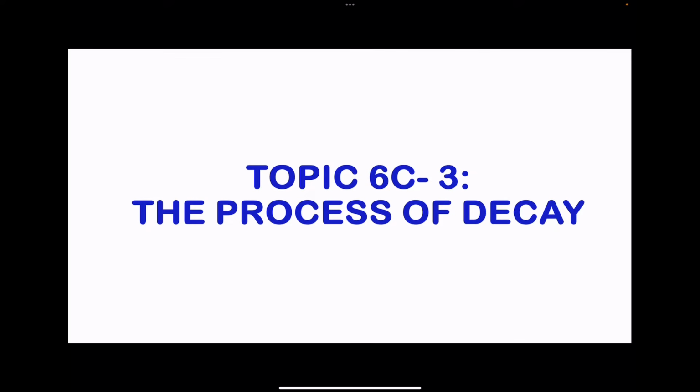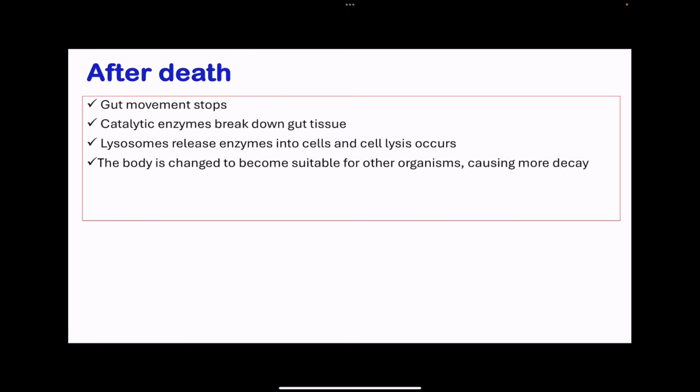In topic 63, the process of decay. After death, gut movement is going to stop, and the catalytic enzymes within the gut are going to begin to digest the tissues. Also, the lysosomes within the cells are going to release enzymes, and these enzymes are going to carry out lysis. This is going to lead to the decomposition of the body before even other organisms colonize the body. So the body is going to be changed, and this allows the decay process to go on faster.